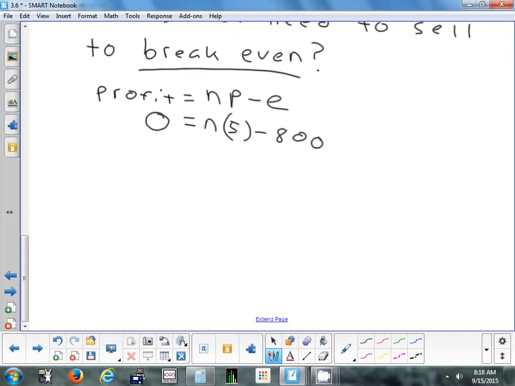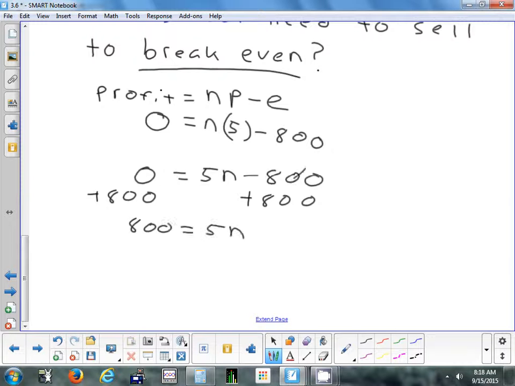Normally, when we have a number next to a letter, where does the number go, in front or after it? Brian? Yeah, it normally goes in front. So let's just write it how we're used to seeing it. Okay, and we got 2 steps to solve this. Devin, what would I do with this negative 800? Positive. Good. So add 800. That's gone. And what would my last step be? Yeah. Good. Divide by 5.